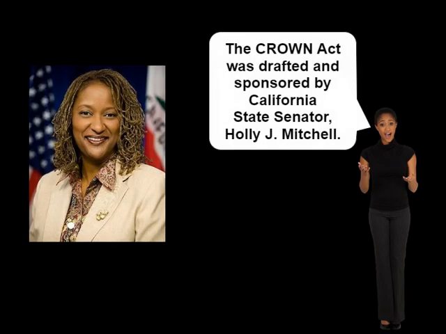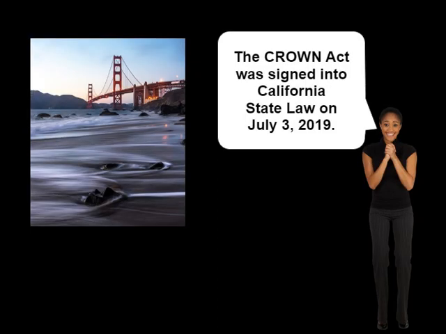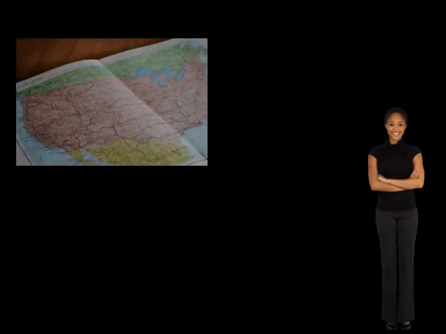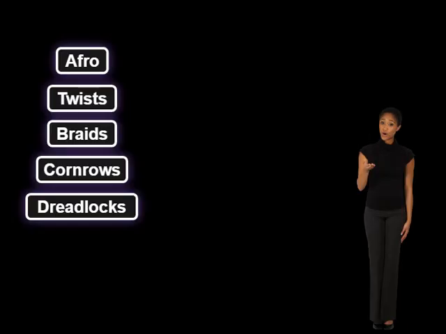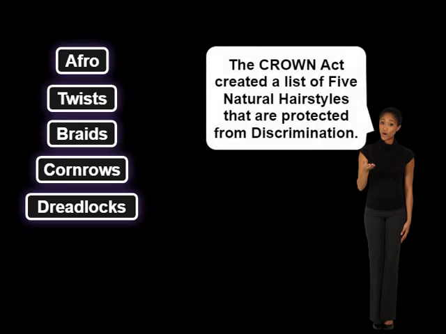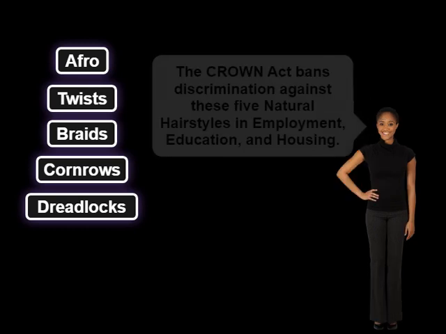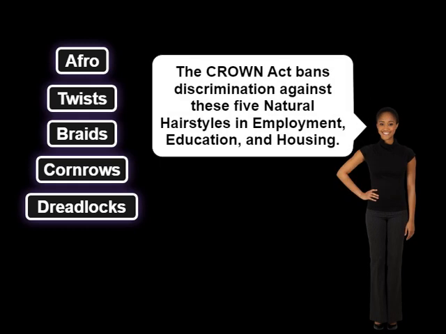The Crown Act was drafted and sponsored by California State Senator Holly J. Mitchell. The Crown Act was signed into California state law on July 3, 2019. New York, New Jersey, Virginia, and Colorado also signed the Crown Act into state law. The Crown Act created a list of 5 natural hairstyles that are protected from discrimination. The Crown Act bans discrimination against these 5 natural hairstyles in employment, education, and housing.